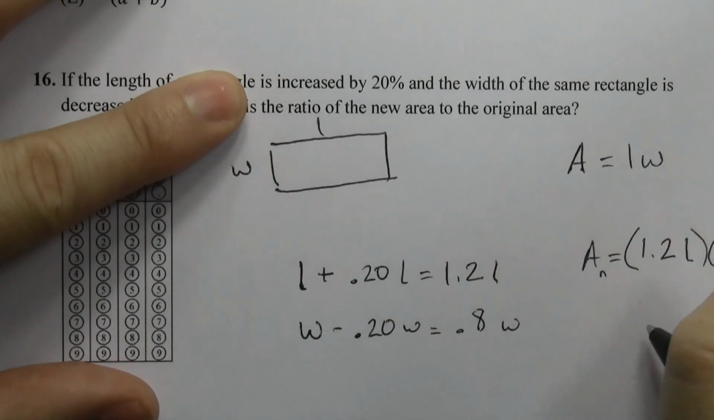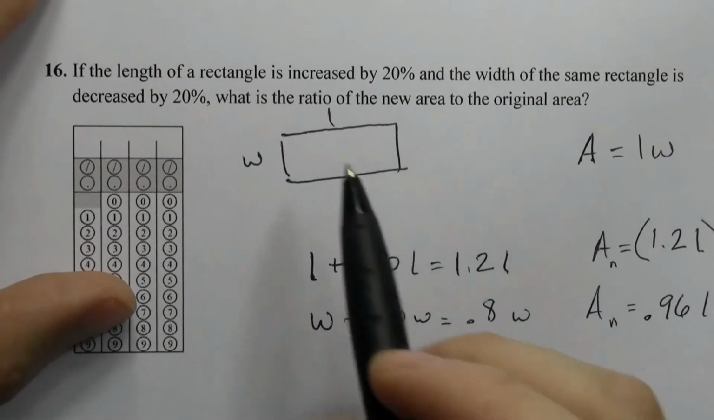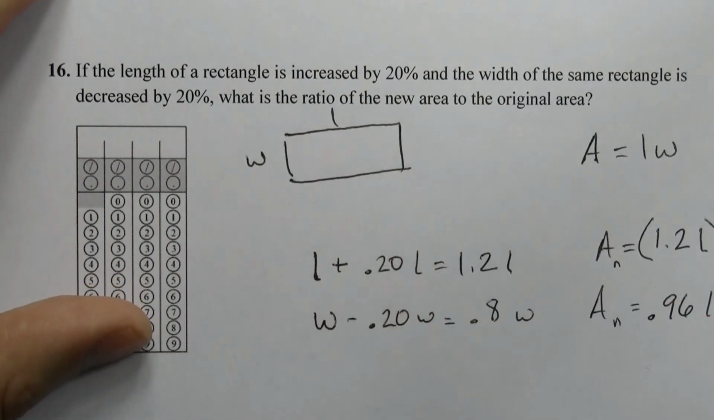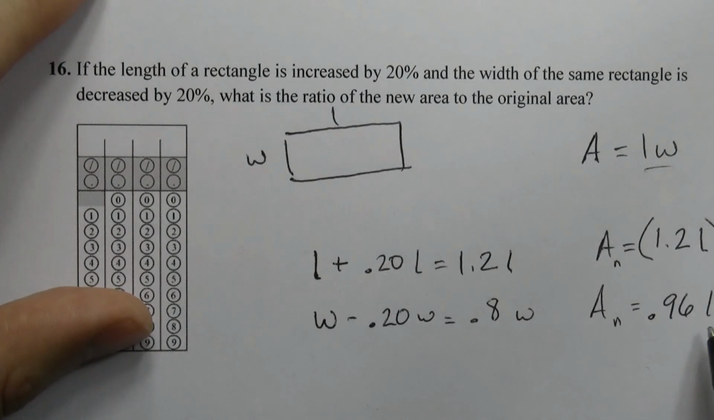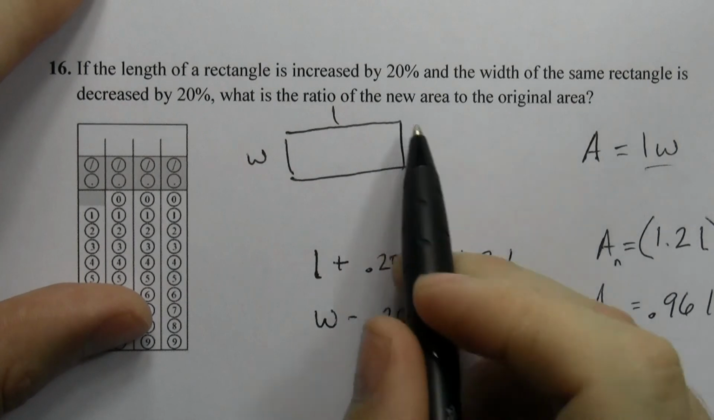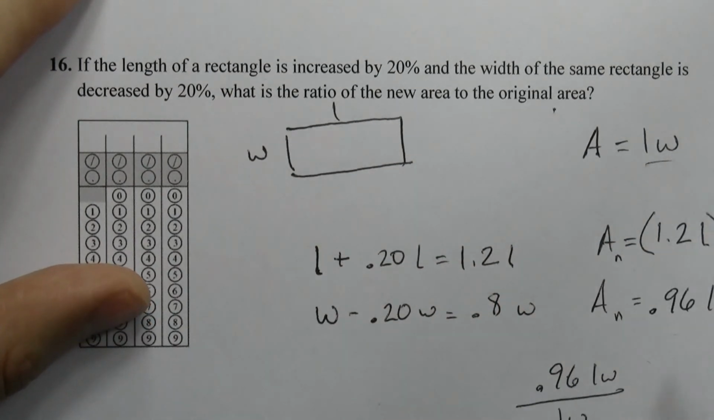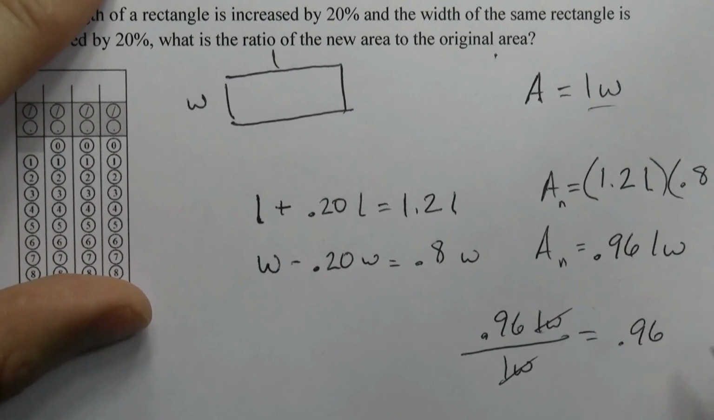0.96. That's what I thought. I just want to make sure. So 0.96 LW, right? So that's this new area. So the question is, what is the ratio of the new area to the original area? Well, the original area was LW, the new area is 0.96 LW, right? So it's 0.96 LW over LW, the new over original. The LW's drop out. Our answer is 0.96.